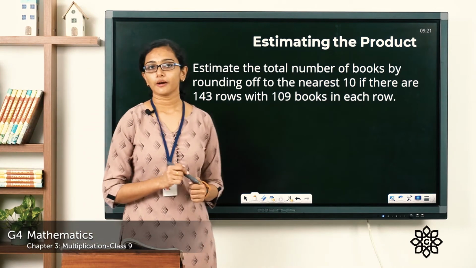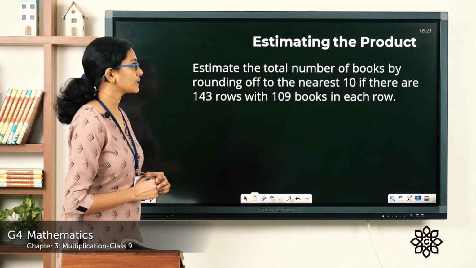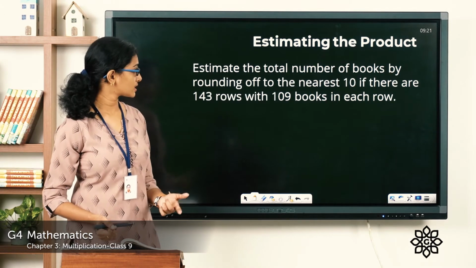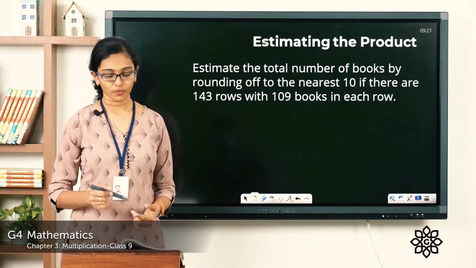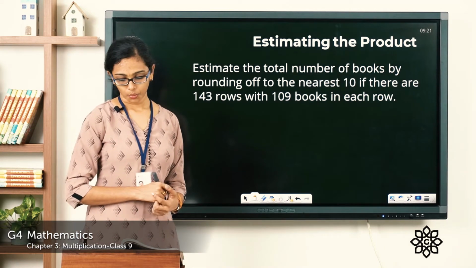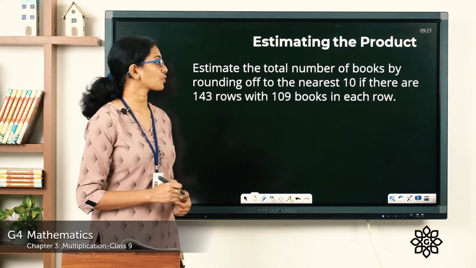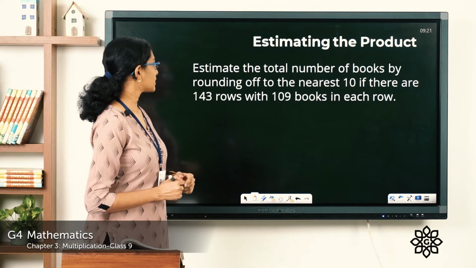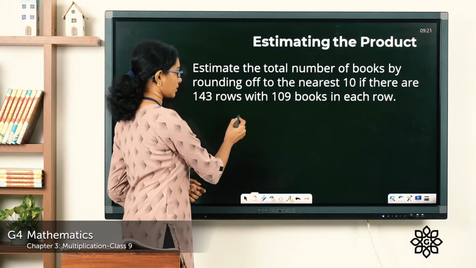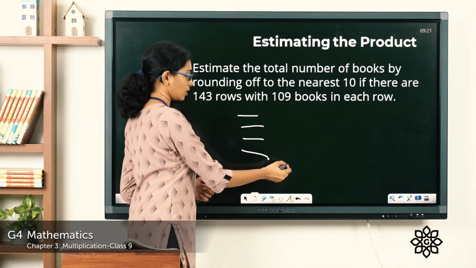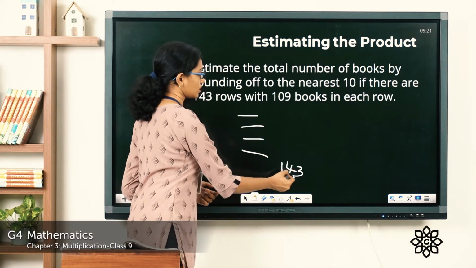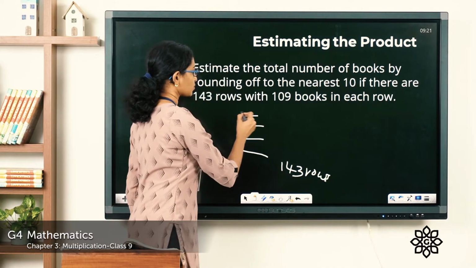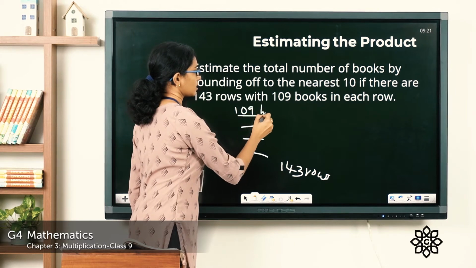Now we'll see a word problem. Estimate the total number of books by rounding off to the nearest 10 if there are 143 rows with 109 books in each row. So what is given in the question? You have 143 rows of books, like 1, 2, 3, 4, like that. How many rows? 143 rows. And how many books are there in each row? In each row you have 109 books.